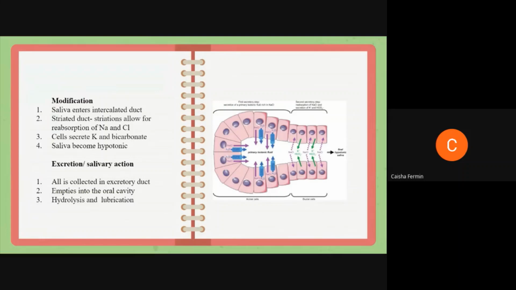The striated ducts have cells with striations which help to absorb NaCl out of the liquid while secreting potassium and bicarbonate into the liquid. So by the time we get to the excretory duct, there is more NaCl inside the plasma of each cell, and there is more potassium and bicarbonate inside of the fluid. So this creates more of a hypotonic solution, and this hypotonic solution is known as saliva.